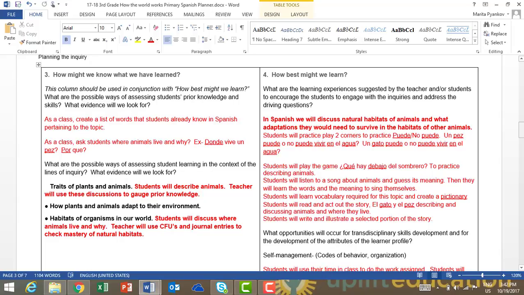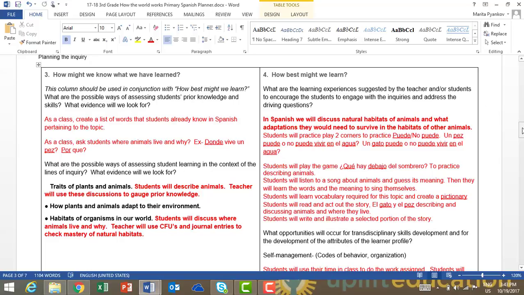And then the thing to remember about box 3, we've talked about it before, is that this is where those lines of inquiry come in. So I have just copied and pasted them here to make sure that if we're looking at learning in the context of the lines of inquiry, that I'm talking about how we're going to do that. What will we look for? We'll look for students being able to describe animals. We'll look at students being able to discuss. So those are the ways that I have learned that it's easiest to make sure box 3 gets filled out correctly, is just to put them directly in there and make sure that I'm filling it out that way.